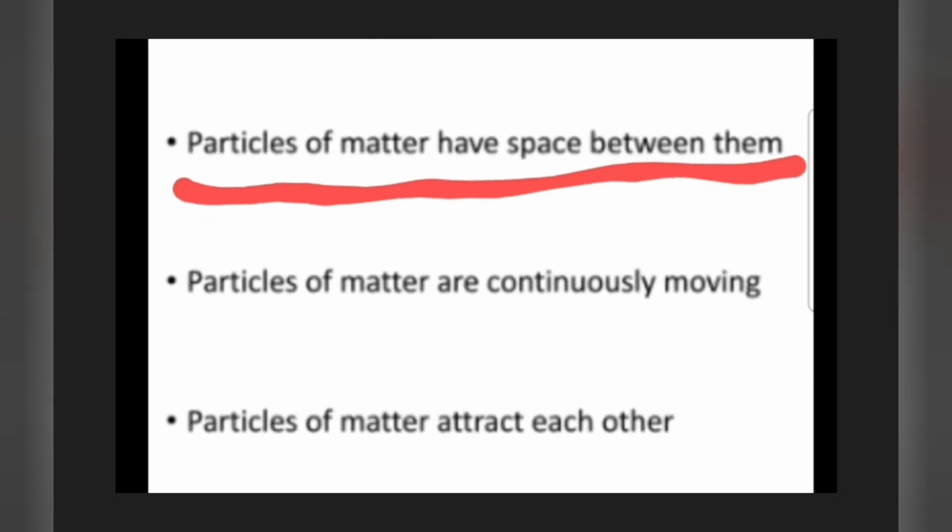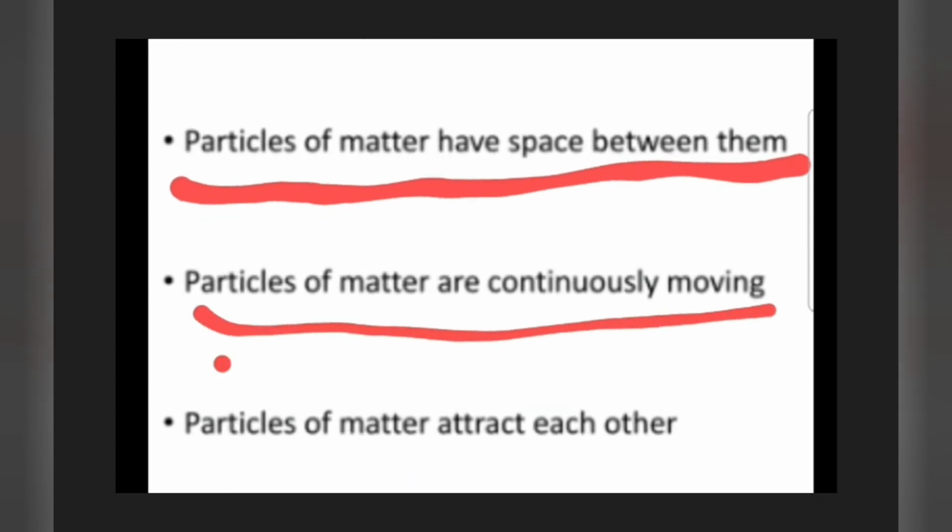Next one is that particles of matter are continuously moving. For this there is an experiment. Take an incense stick, light it and keep it at a corner of a room. Though you are at any other part of the room far away from the incense stick, you will get the smell of it wherever you are. This shows that particles are continuously moving, due to which you get the smell of the incense stick.